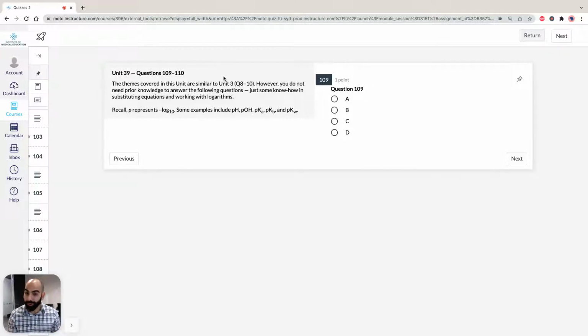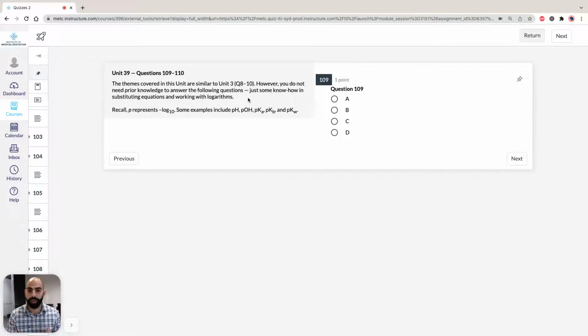So we've hit the end of the road, last question in the exam, and the good thing is a lot of the prerequisite knowledge we've covered in Unit 3, questions 8 to 10, where we use the Henderson-Hasselbalch equation. I wouldn't say it's easier, but over here you don't have to have a background knowledge in acid-base chemistry. You just need to know how to substitute equations and work with logarithms.